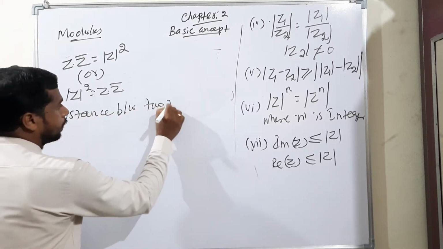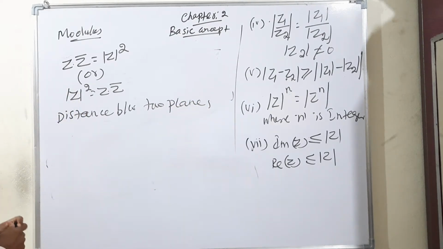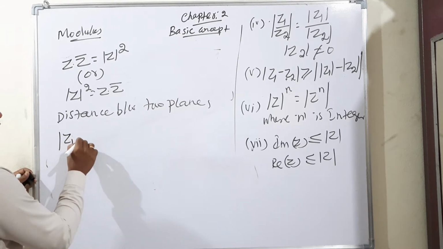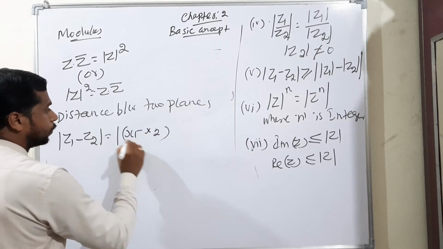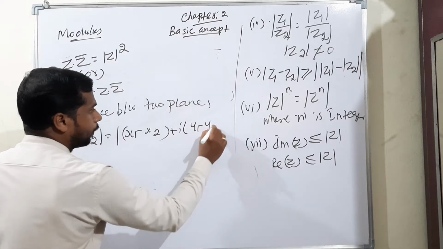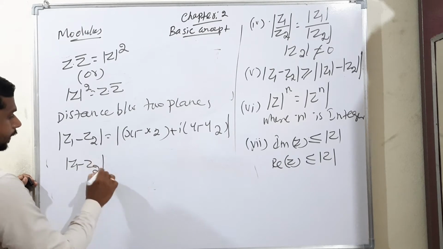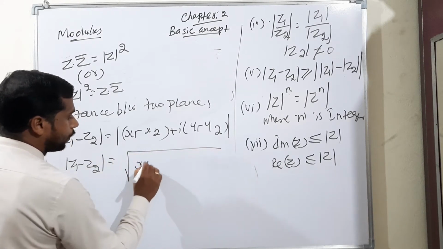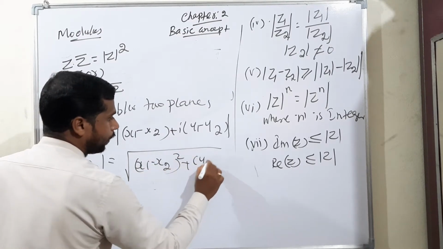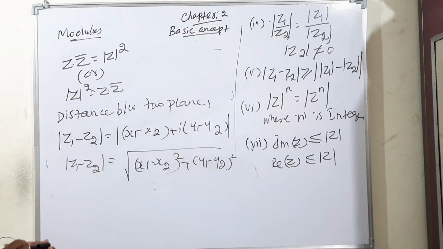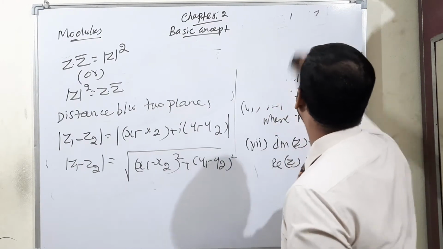Distance between 2 points. This is actually a lower grade topic. Distance between 2 points means modulus of z1 minus z2 is equal to modulus of x1 minus x2 plus i into y1 minus y2. If you remove the modulus, what will happen? Modulus of z1 minus z2 is equal to square root of x1 minus x2 the whole square plus y1 minus y2 the whole square. Then the last 2 important properties.